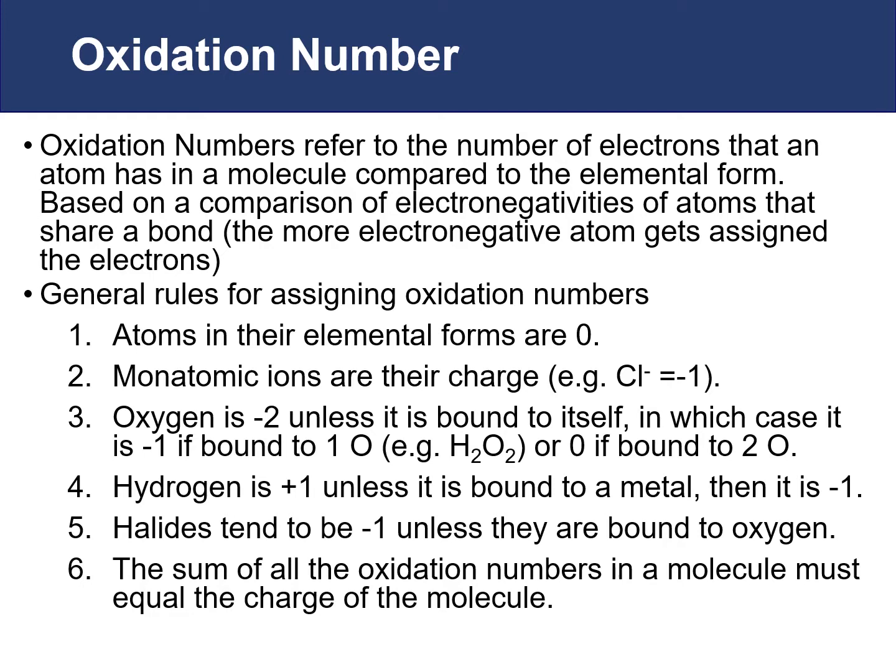Now the sum of all of your oxidation numbers in a molecule must equal the charge of the molecule. This is a way of counting electrons, so your total number of electrons has to work out to be what the total number of electrons are.